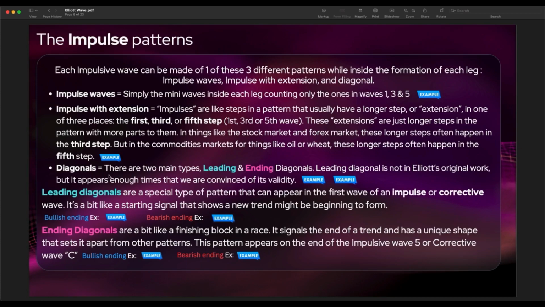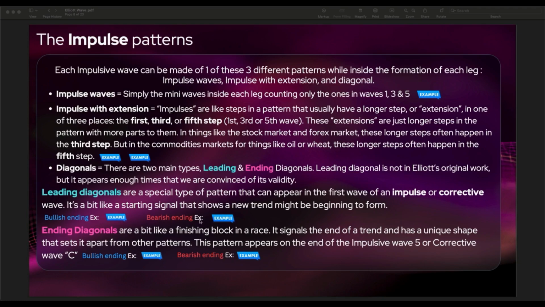Next is diagonals. There are two main types, leading and ending diagonals. Leading diagonal is not in Elliott's original work, but it appears enough times that we are convinced of its validity. Now you can skip this part if you want to, but I highly recommend you take a look at it because it does appear. Sorry guys, I had to remove the two examples that were here. Apparently I misplaced them. They were not supposed to be in this area. But anyways, leading diagonals are a special type of pattern that can appear in the first wave of an impulsive or corrective wave. It's a bit like a starting signal that shows a new trend might be beginning to form.